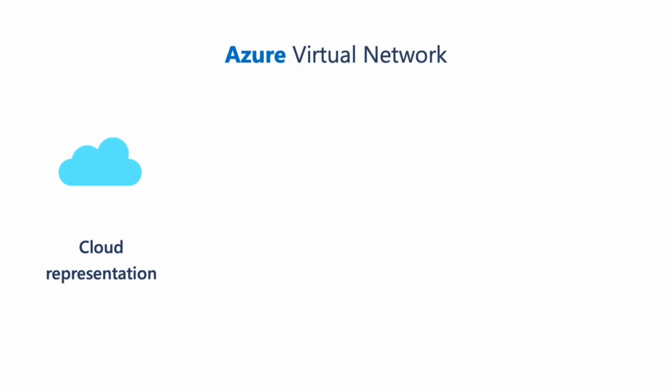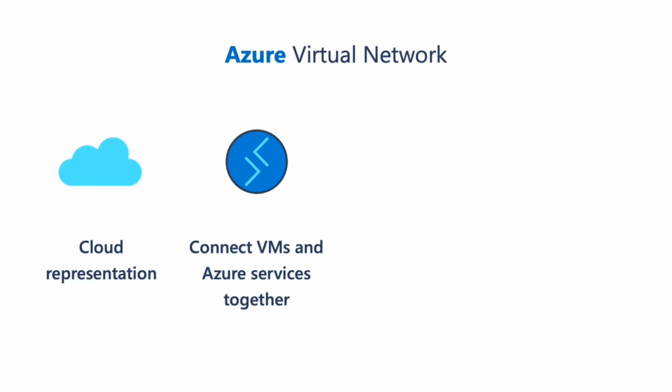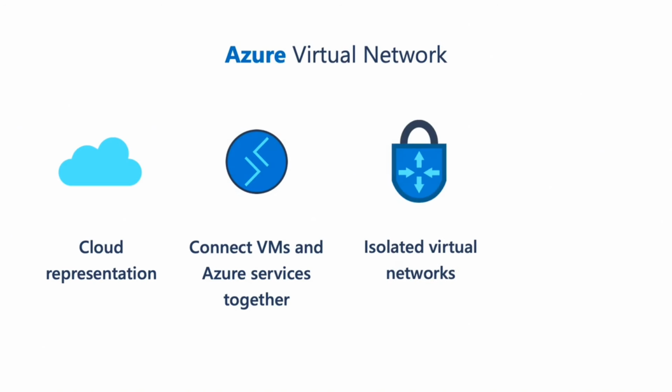An Azure Virtual Network is a representation of your own network in the cloud. A virtual network enables you to connect virtual machines and Azure services together, in much the same way that you might use a physical network on premises. Azure ensures that each virtual network is isolated from other virtual networks created by other users and from the internet. Azure enables you to specify which machines, real and virtual, and services are allowed to access resources on the virtual network and which ports they can use.